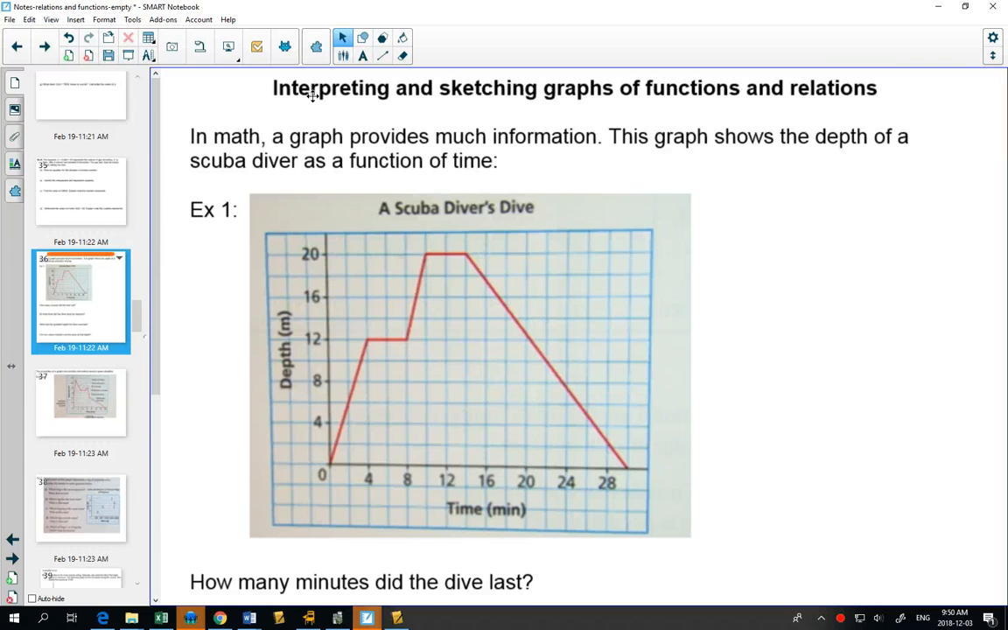Interpreting and sketching graphs of functions and relations. So in math, graphs are one way to show a lot of information in a short amount of time. So here we have a scuba diver's dive.